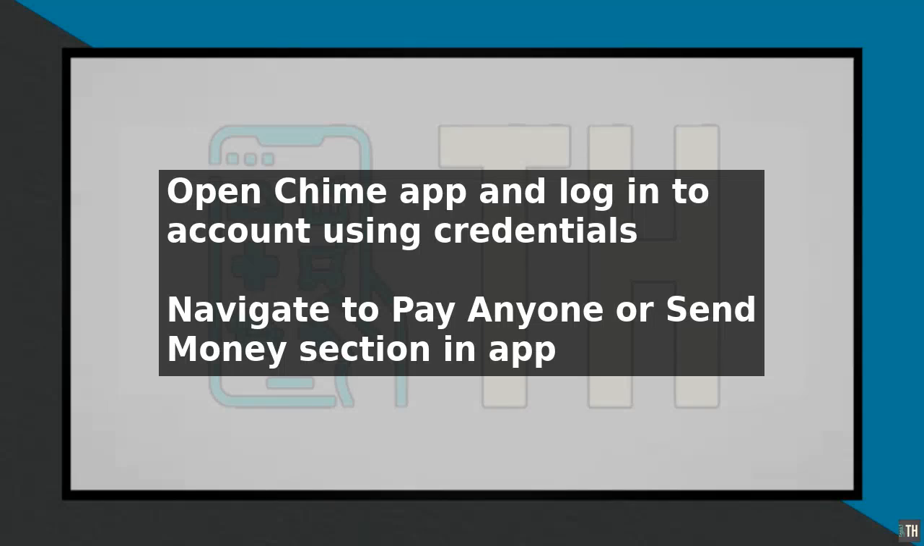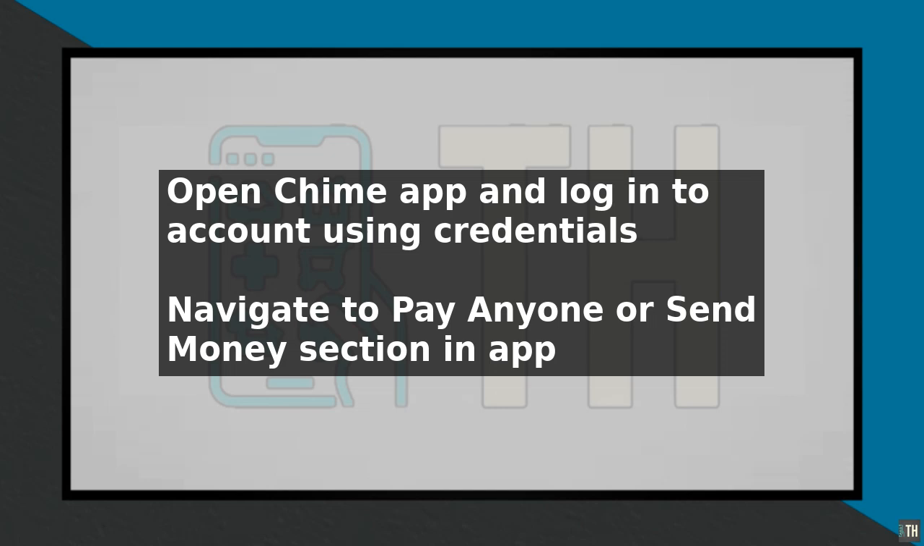To send money with Zelle from Chime, you first need to ensure that you have a Chime account and the Chime mobile app. Open the Chime app on your mobile device and log in to your account using your credentials. Once logged in, navigate to the Pay Anyone or Send Money section of the app. This is usually found on the main dashboard or under the Payments tab.